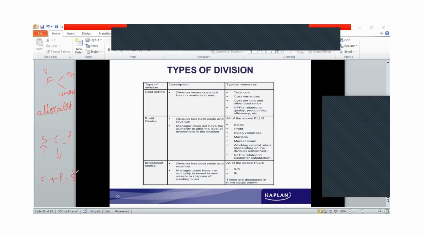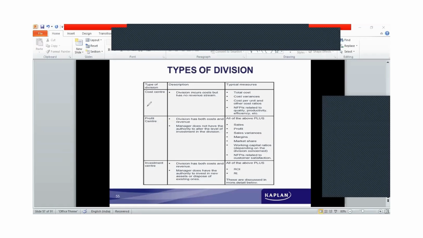Then the third type of center is called an investment center. Within an organization, normally investment is made in a combined form. So once investment is made, it is invested in more than one unit, more than one department. But in certain cases, the investment made in a particular department is exclusively identified with that department. The investment is only made in that particular department separately. Other investments are incurred either separately or jointly with the other departments.